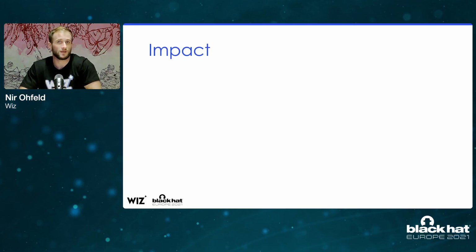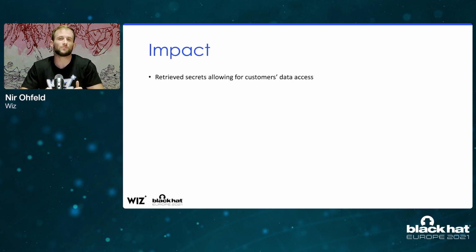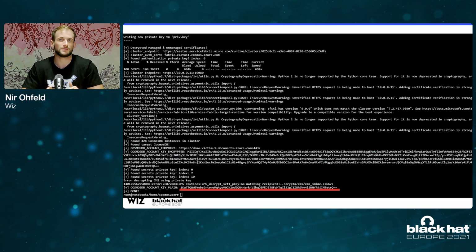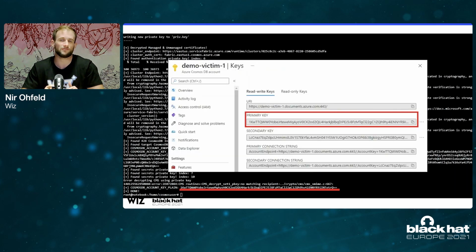Thank you, Sagi. Let's talk about what we found and what is the impact. We managed to retrieve multiple secrets that allow us to access and manipulate customer data in multiple access vectors. The first secret is the Cosmos DB account key, which after decryption is identical to the primary key of the Cosmos DB account. As you can see, this is the key from our exploit output, which is identical to the primary key found in the management panel. This key is equivalent to the root password for the database.